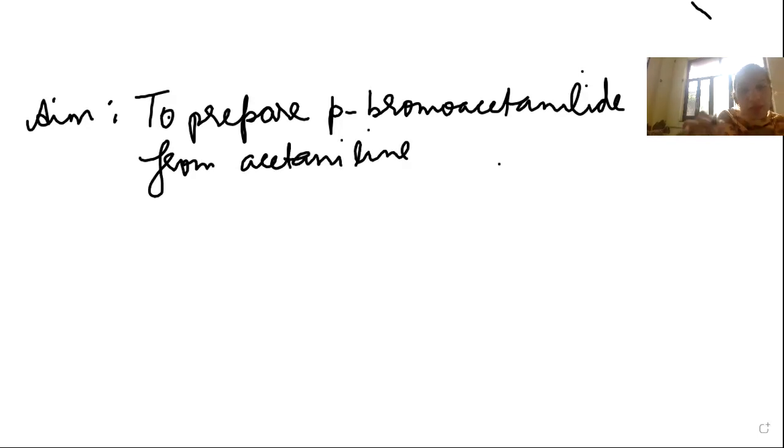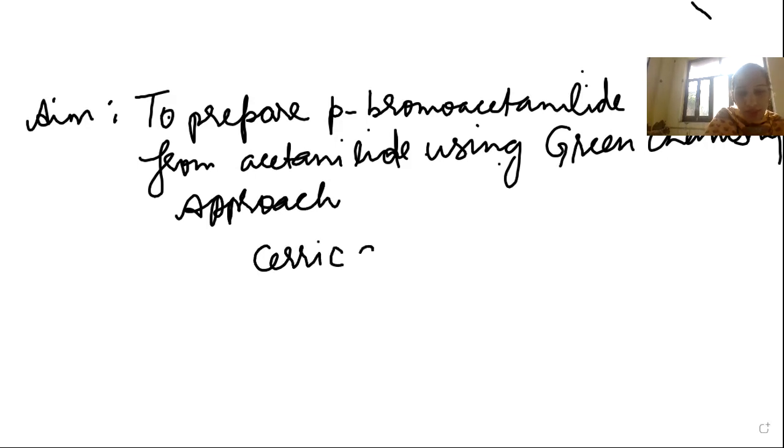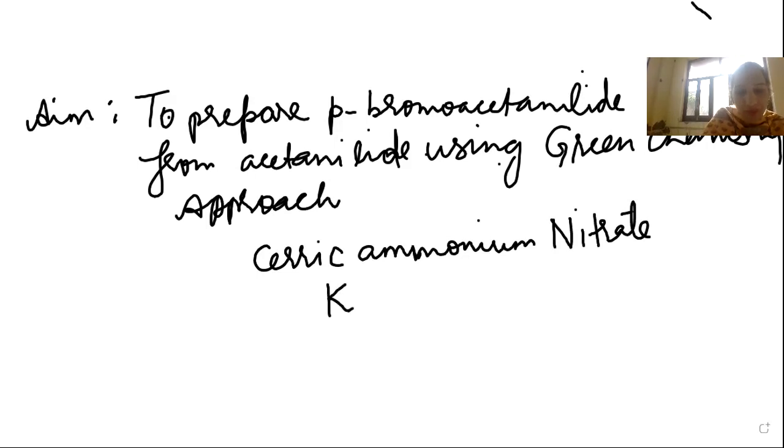So in the first experiment, we prepared para-nitroacetanilide from acetanilide. In this second experiment, we will be doing the preparation of para-bromoacetanilide from acetanilide. We will be using a green chemistry approach. In this case, we will be using ceric ammonium nitrate and potassium bromide as a brominating agent.